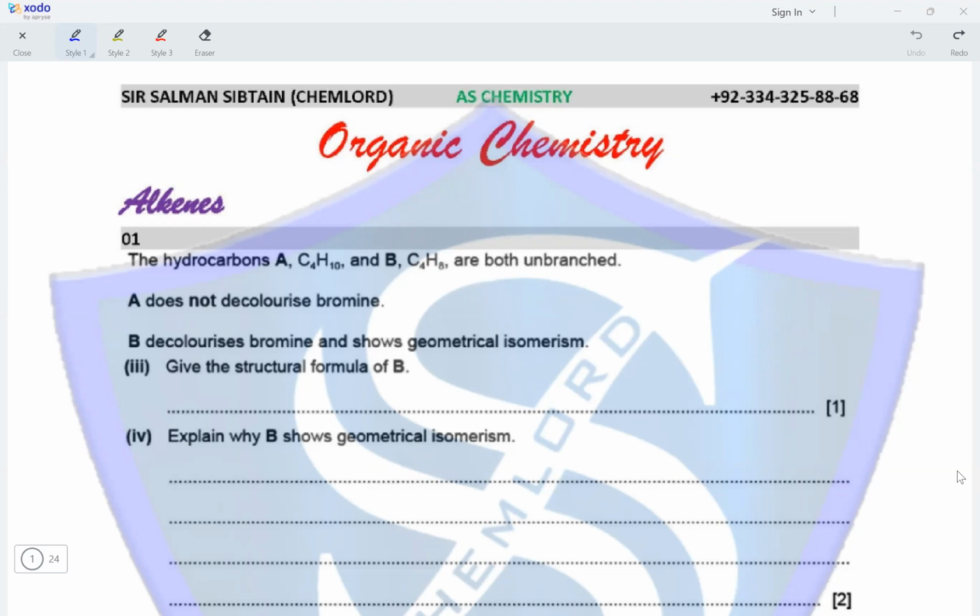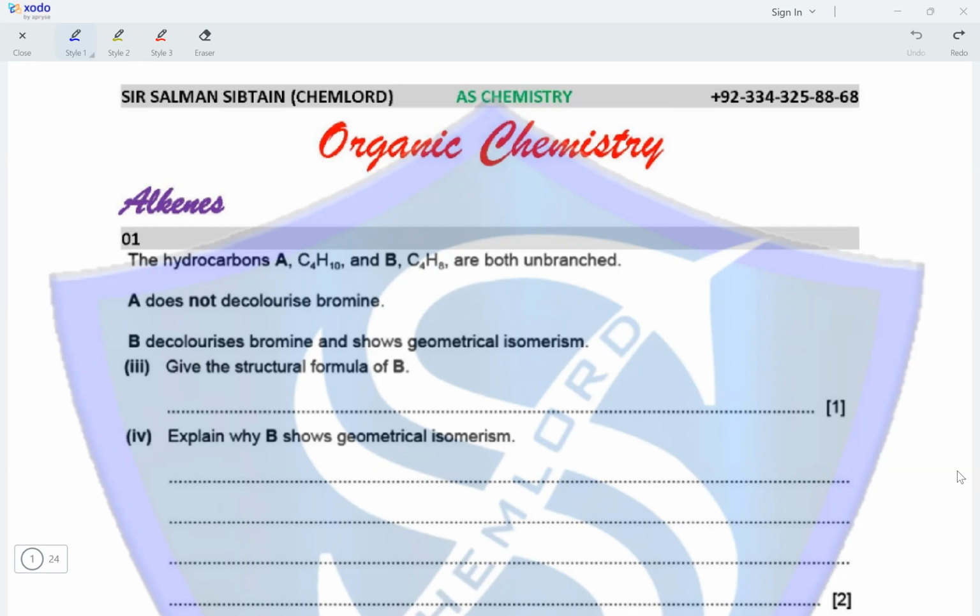Question 1. The hydrocarbons A, C4H10, and B, C4H8 are both unbranched. A does not decolorize bromine. B decolorizes bromine and shows geometrical isomerism. Give the structural formula of B. So in B, we've got 4 carbon atoms and 8 hydrogen atoms.